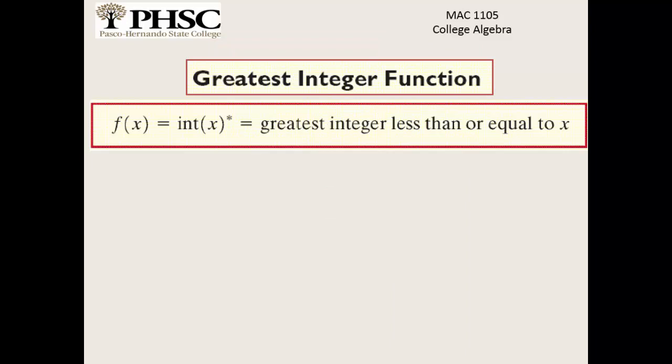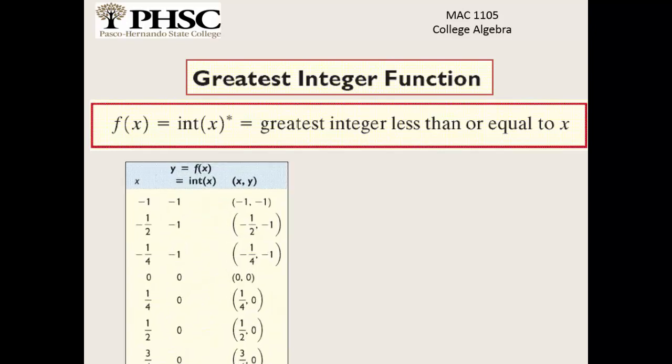Now the next function is the greatest integer function. So f of x equals the greatest integer of x, and this means that it's the greatest integer that's less than or equal to x. So here's the table. When x is -1, the greatest integer that's less than or equal to x is -1. When x is -1/2, we go to -1. When x is -1/4, we go to -1, because -1 is the greatest integer that's less than or equal to x.